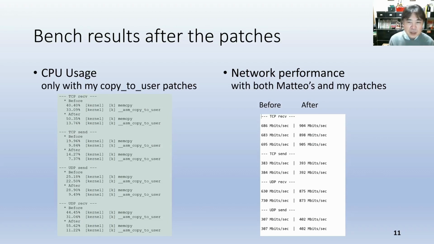And the right side is the bandwidth changes. This includes Matteo's memcpy improvement patches. Initially the maximum bandwidth was 680-something megabits per second on gigabit Ethernet, which is not the maximum of the hardware. After the patches, it is definitely maxing out the hardware capacity, at 898 or 904 megabits per second. Really good.